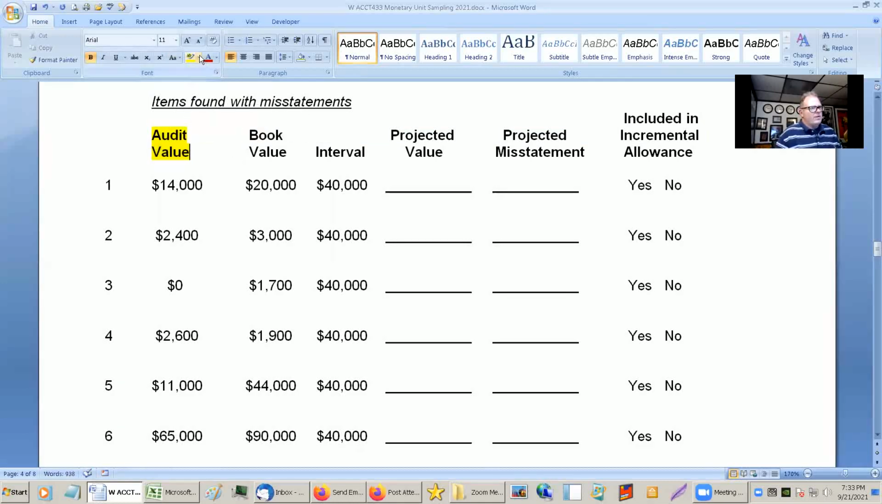And we have the book value. And this is sort of like we had on page 1. Okay, so what I'm going to do here is we are going to multiply these out. And this first one is pretty straightforward. This is what we looked at before. So audit over book times the interval will give us a projected value.